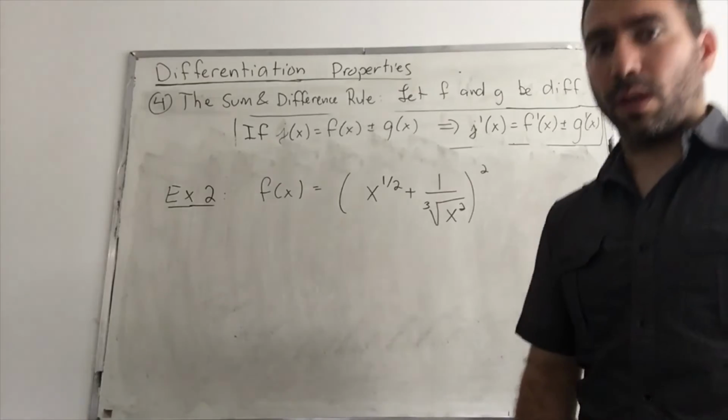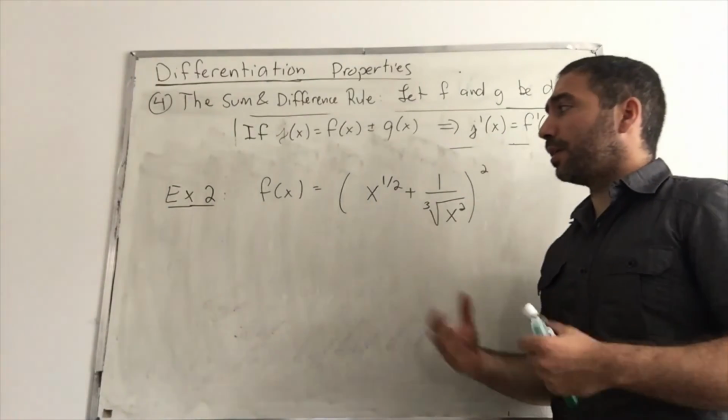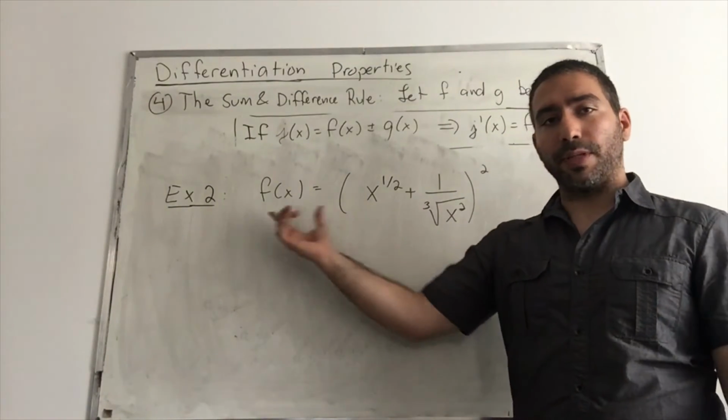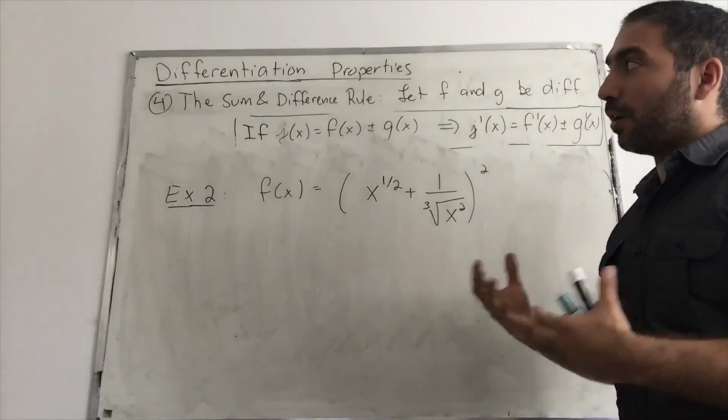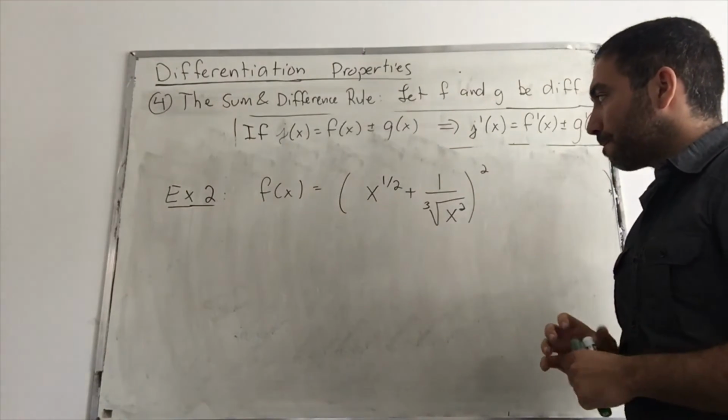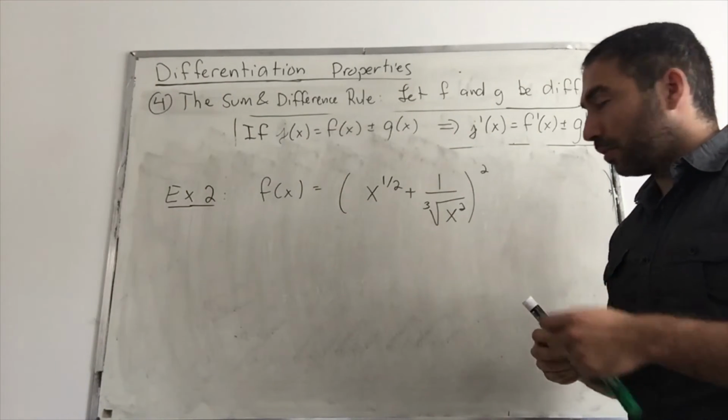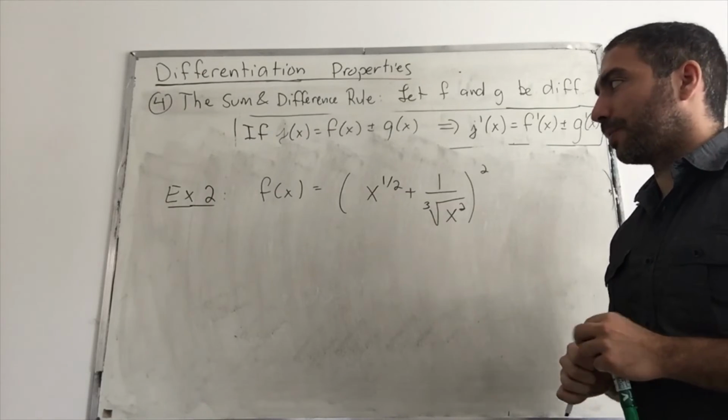Okay. So we saw an easier example. Now let's continue and try this one. Find the derivative of this function using all the properties that we've learned today. Okay. So pause the video, attempt this on your own, and see if your answer matches mine.